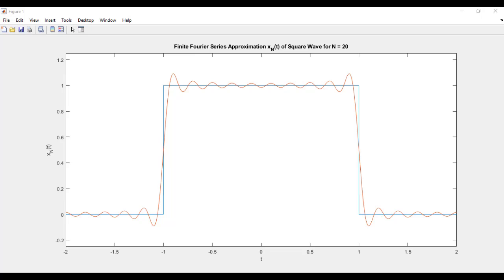For instance, here's N equals 20, here's N equals 60, here's N equals 100, here's N equals 200, and then when I run N equals 2000, pretty much the finite Fourier series approximation x_N of t converges exactly to the actual value of the square wave at all time points except at the discontinuities.